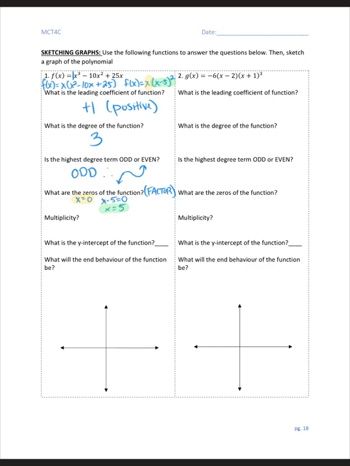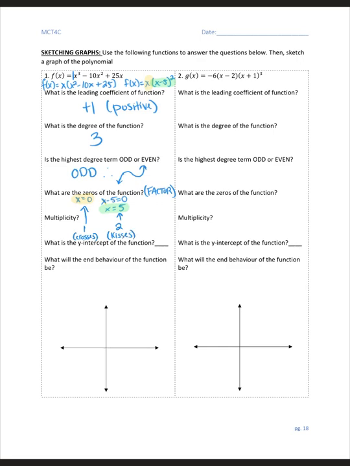All right, if we identify our multiplicity, when we look up in the equation, we can see that we only have an x one time in our equation. So that has a multiplicity of 1, which means it's going to cross the x-axis at that point. Our 5 has a multiplicity of 2, though, right? It occurs 2 times in our function. So that means it's going to kiss the x-axis at that 0.